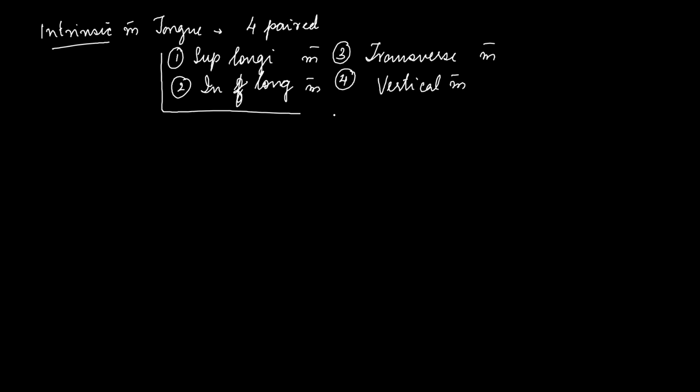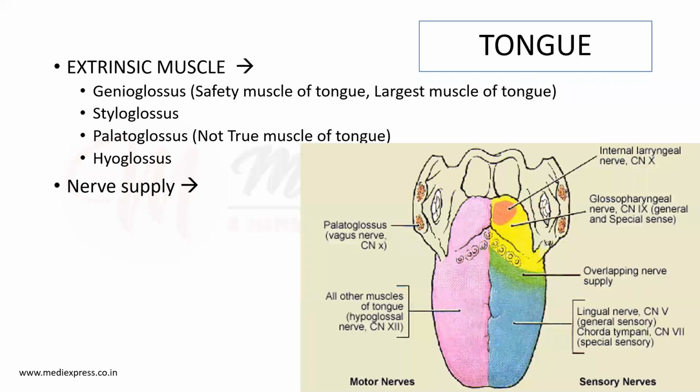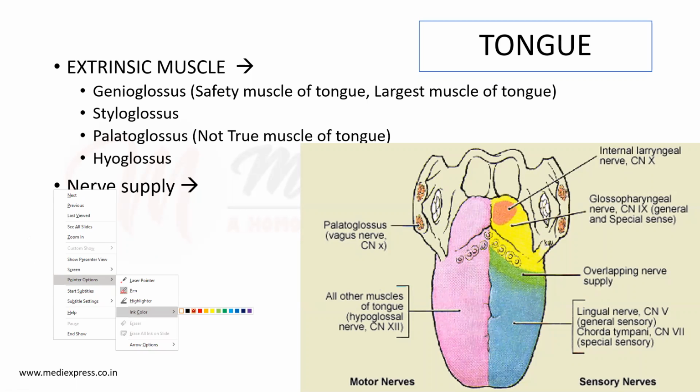These four muscles are the ones which affect the shape and size of the tongue. Suppose you want to roll the tongue, these are the muscles which will help you. The motor innervation of the intrinsic muscles is the hypoglossal nerve. Remember, hypoglossal nerve. Now, we'll go back to the extrinsic muscles. The first one was the genioglossus muscle, and we'll see a little about the genioglossus muscle over here.